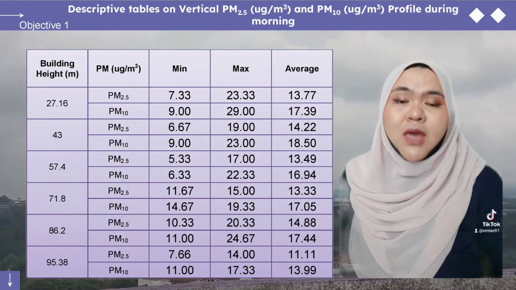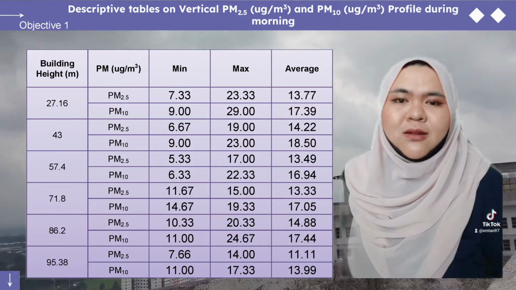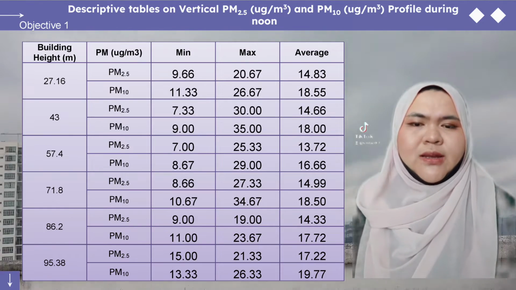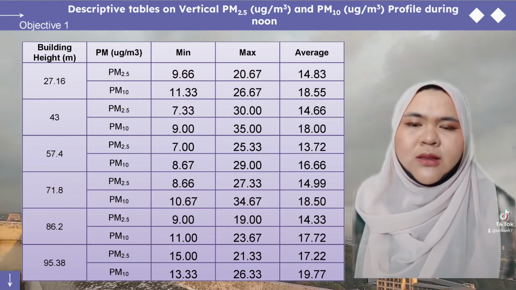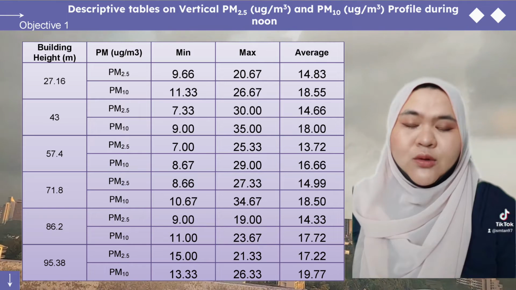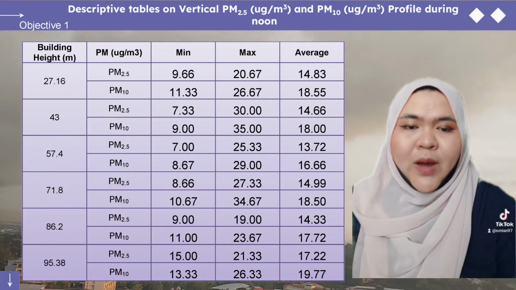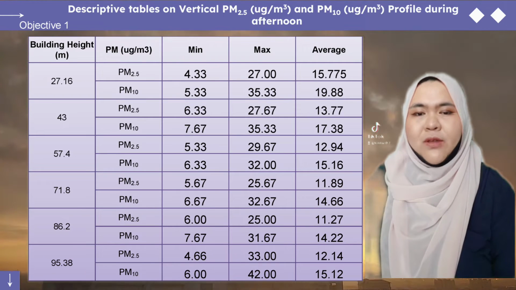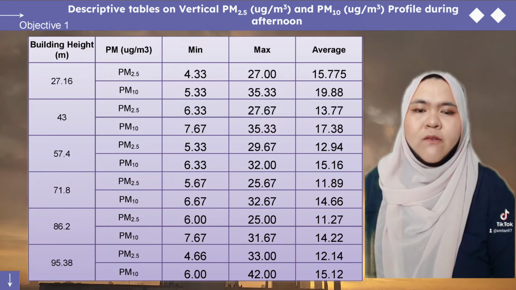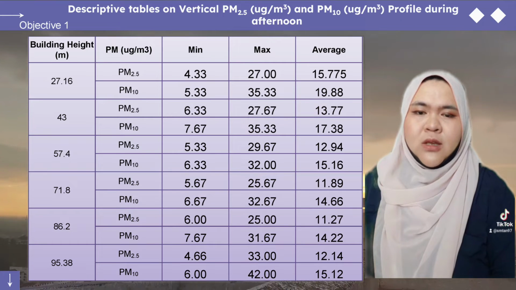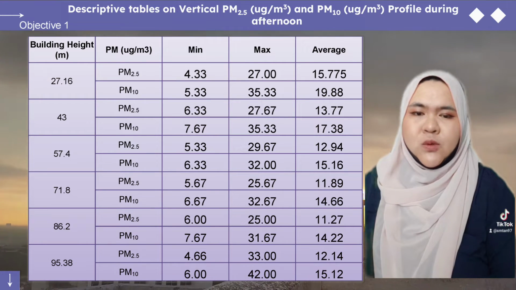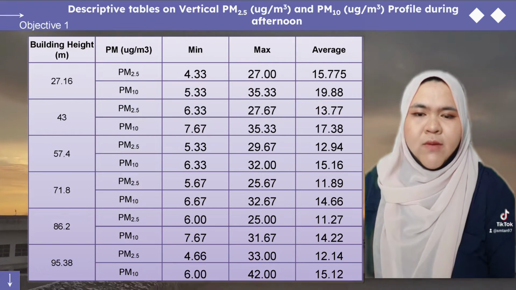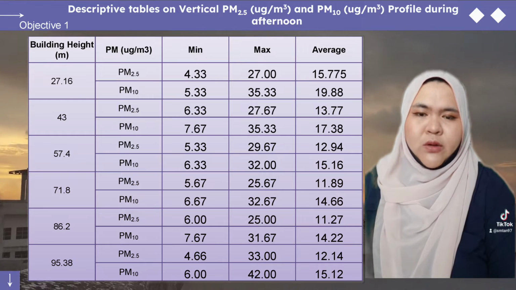The overall PM2.5 and PM10 concentration during the morning were recorded at 13 microgram per cubic meter and 17 microgram per cubic meter. During the noon sampling period, the overall PM2.5 concentration was recorded at 14.33 microgram per cubic meter to 14.99 microgram per cubic meter, while PM10 concentration was at 18.55 microgram per cubic meter. Lastly, during the afternoon sampling period, the overall PM2.5 concentration has 2 readings recorded at 6.33 microgram per cubic meter and 11.27 microgram per cubic meter. Meanwhile, PM10 concentration was at 7.67 and 14.22 microgram per cubic meter.